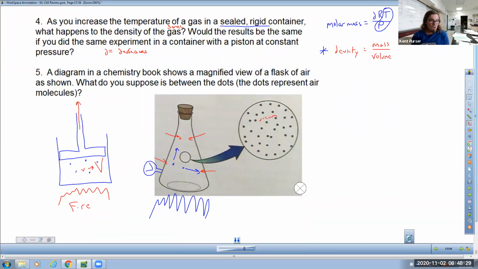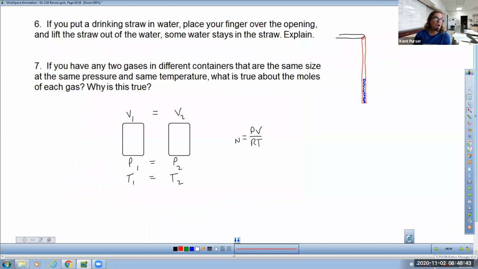Right? So what's in between the particles? You all recognize that there's nothing there. It's a vacuum. Crazy idea. An 8th grader can't handle that, but an 11th grader better be able to handle that. Keep on moving. If you put a drinking straw in water and place your finger over the opening and lift the straw out of the water, some water stays in the straw.